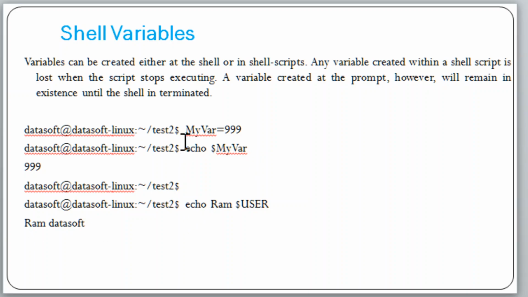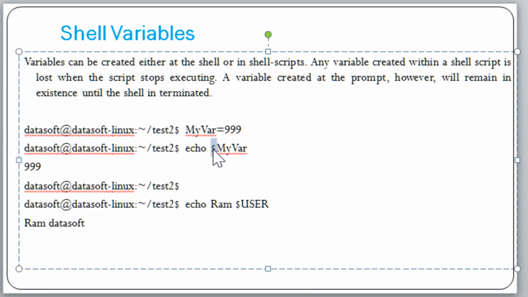So on our terminal here, we can do myvar, or my variable, equals 999. So we're setting 999 equal to this variable name here. When we echo $myvar, and variables are designated by a $, it'll say 999 because we set that variable equal to that, okay?